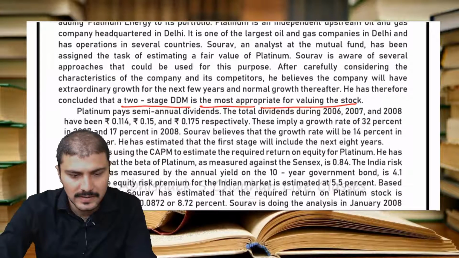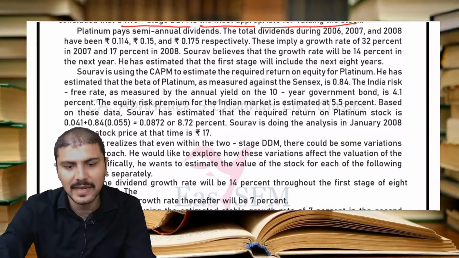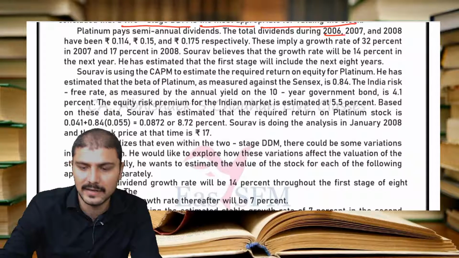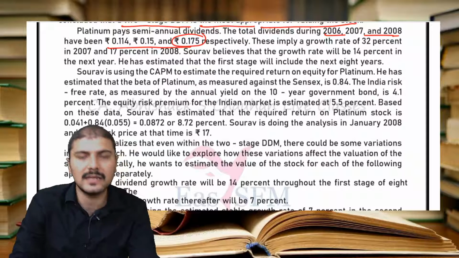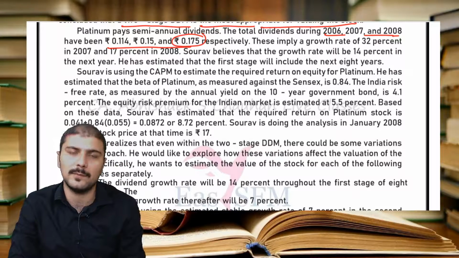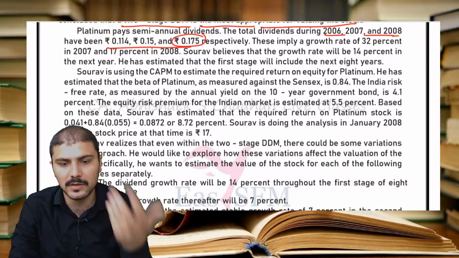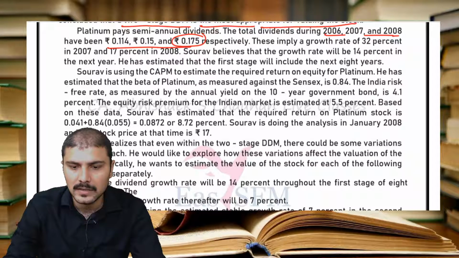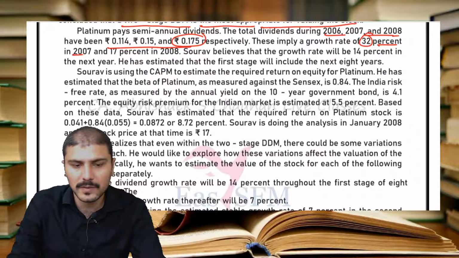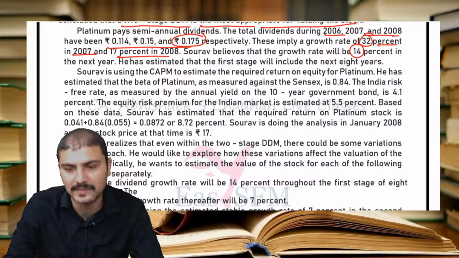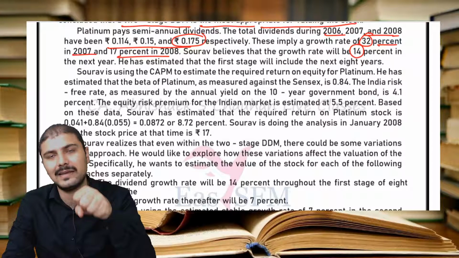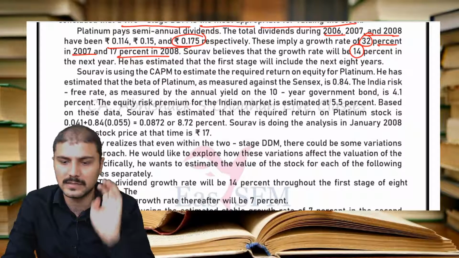So here it says the platinum pays semi-annual dividends. The total dividends during 6, 7 and 8 have been this much. So the most recent year for me is 2008, because past year dividends are not relevant for me, future dividends are. These imply a growth rate of 32% in 2007 and 70% in 2008, but Saurav believes that the growth rate will be 14%. For the future time period, what is the analyst's estimate? The answer is 14% in the next year.